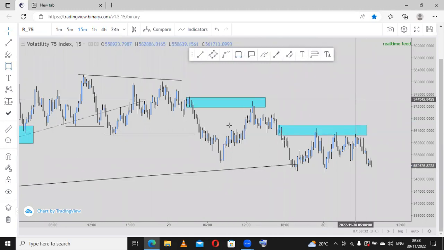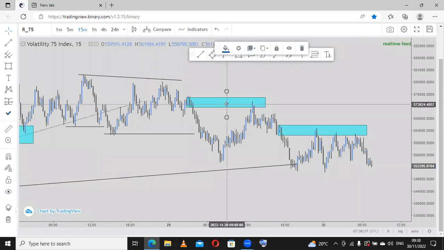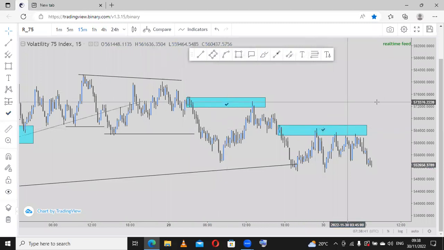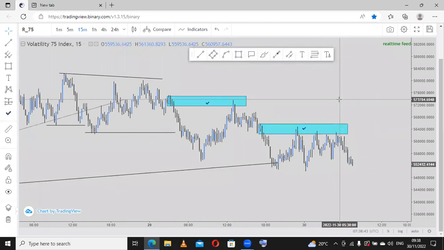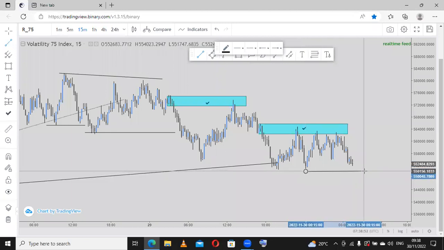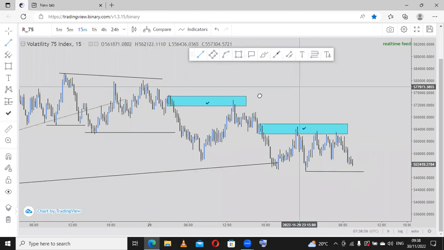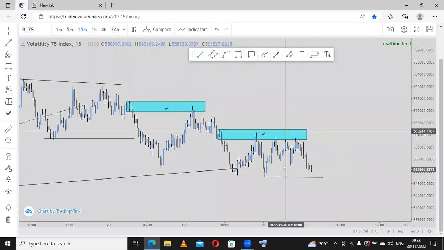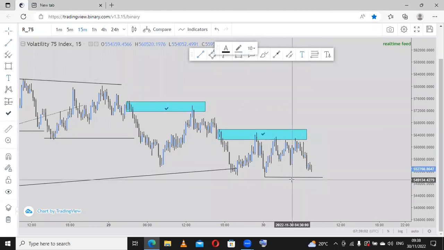So now this is already mitigated, and this is already mitigated, right? So now we want to look for a sell. This is what you do. This is the highest point, the lowest point. This is the lower low, right? So what we do is we wait for price to break this lower low.